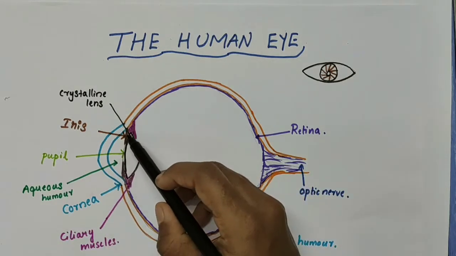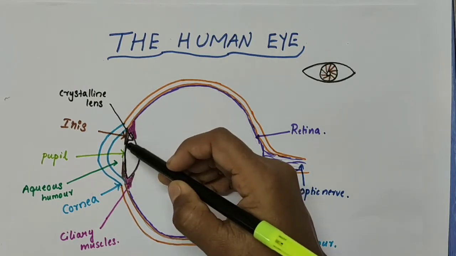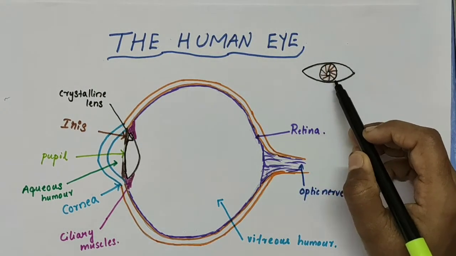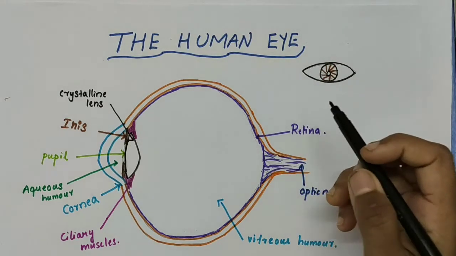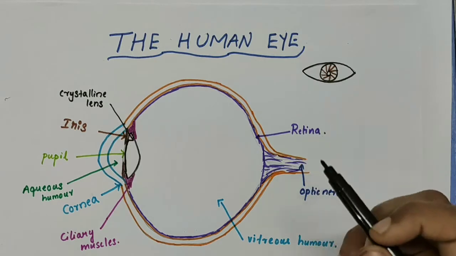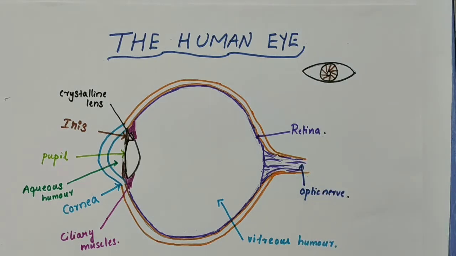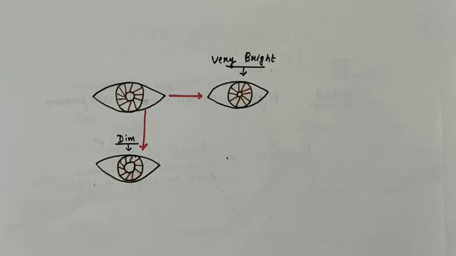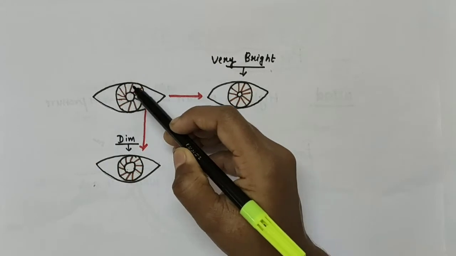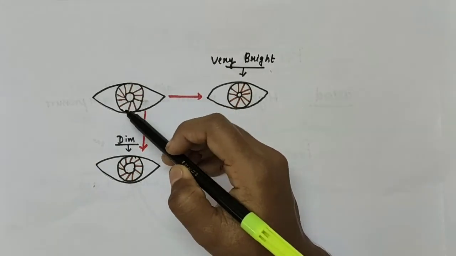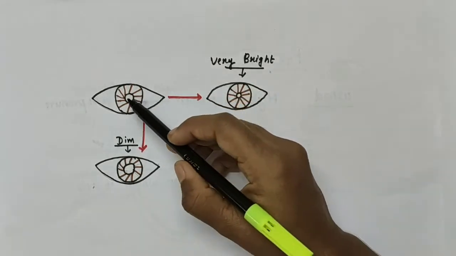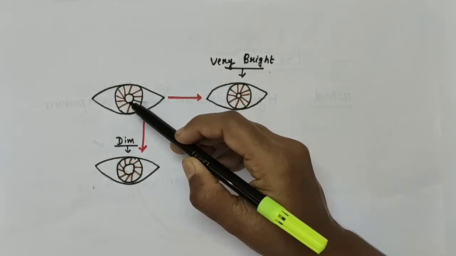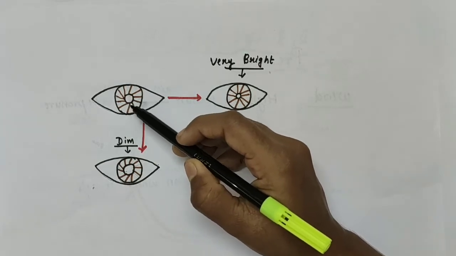Now, this iris is actually a cross-sectional view of that iris. This one is the iris. This iris controls the size of the pupil, and hence the pupil regulates and controls the amount of light. Here, I have drawn our eye like this. So this part, marked with brown color, is the iris, and this one is the pupil. So the iris controls the size of this pupil, and hence the pupil regulates and controls the amount of light.